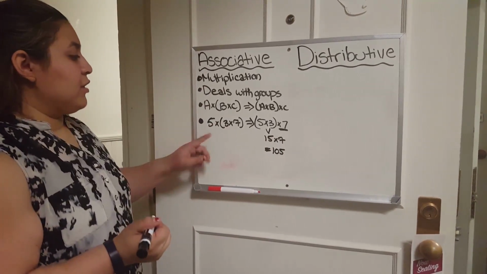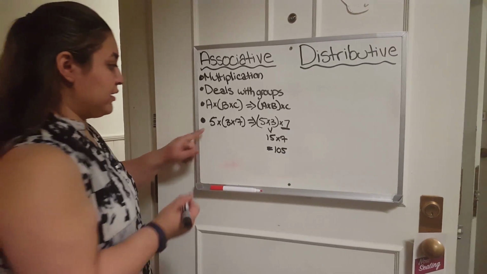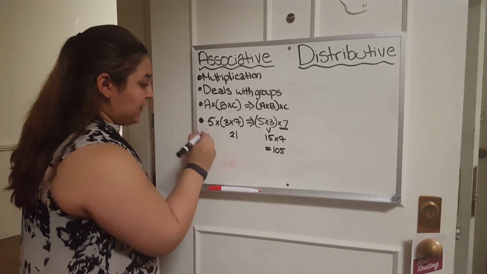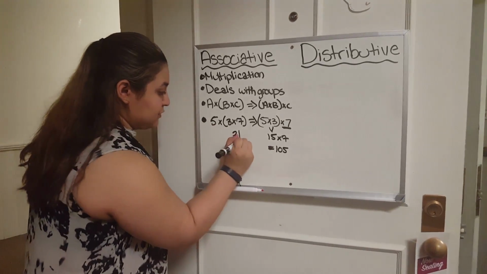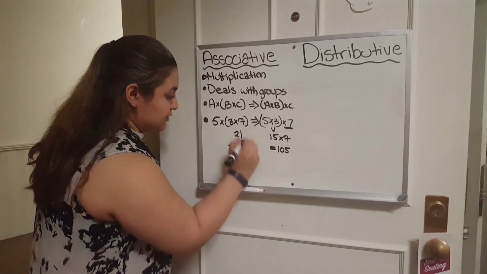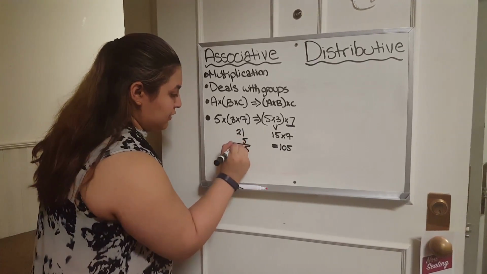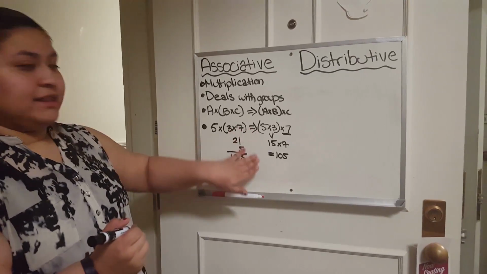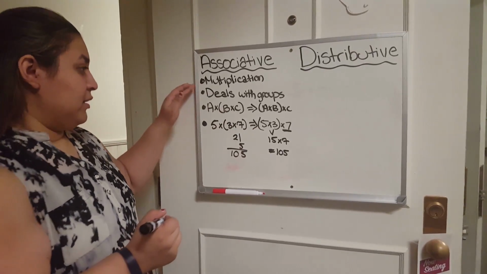And so to really check our work, we can just do this problem here. So 3 times 7 is 21. And then we have to bring down that 5. So 21 times 5 is 105 as well. So we did get the same answer using this property.